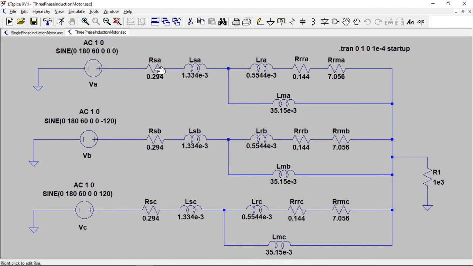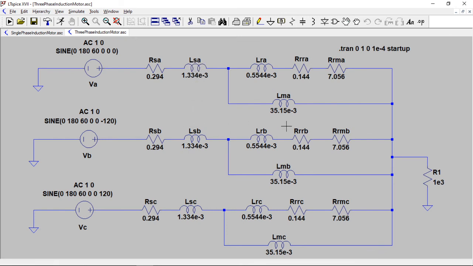Now notice the values that we're using here. We've got 0.294 as the equivalent resistance for the stator in each winding. We've got 0.144 ohms for the losses incurred inside the rotor, and this 7.056 is the value for a slip of 0.02. Then this is the magnetizing inductance, this is the leakage due to the rotor, and this is the leakage due to the stator.